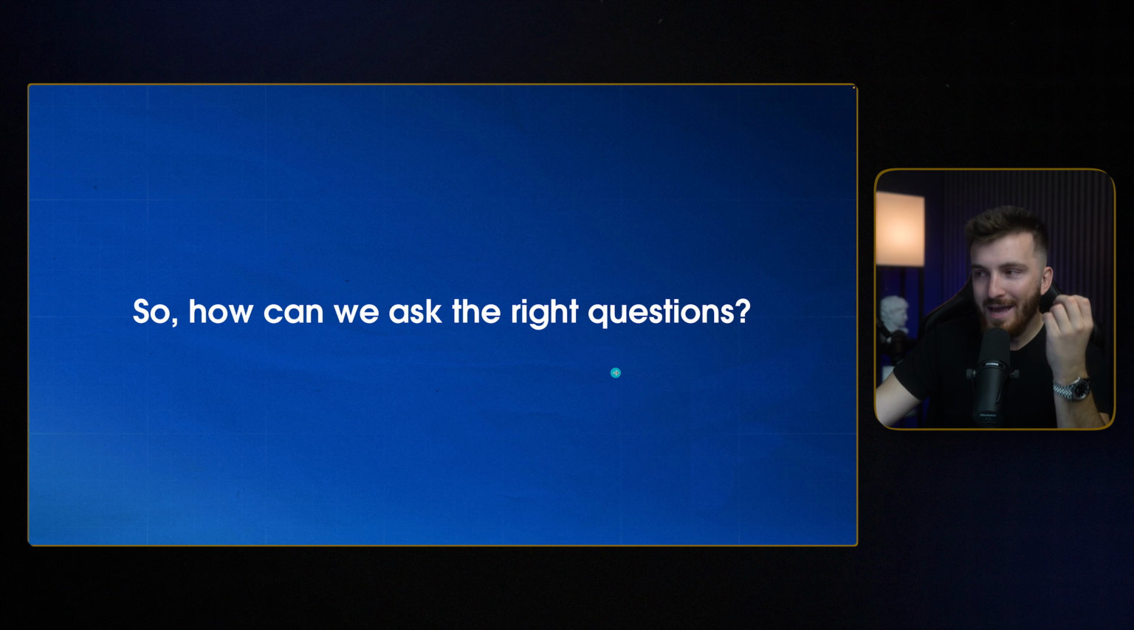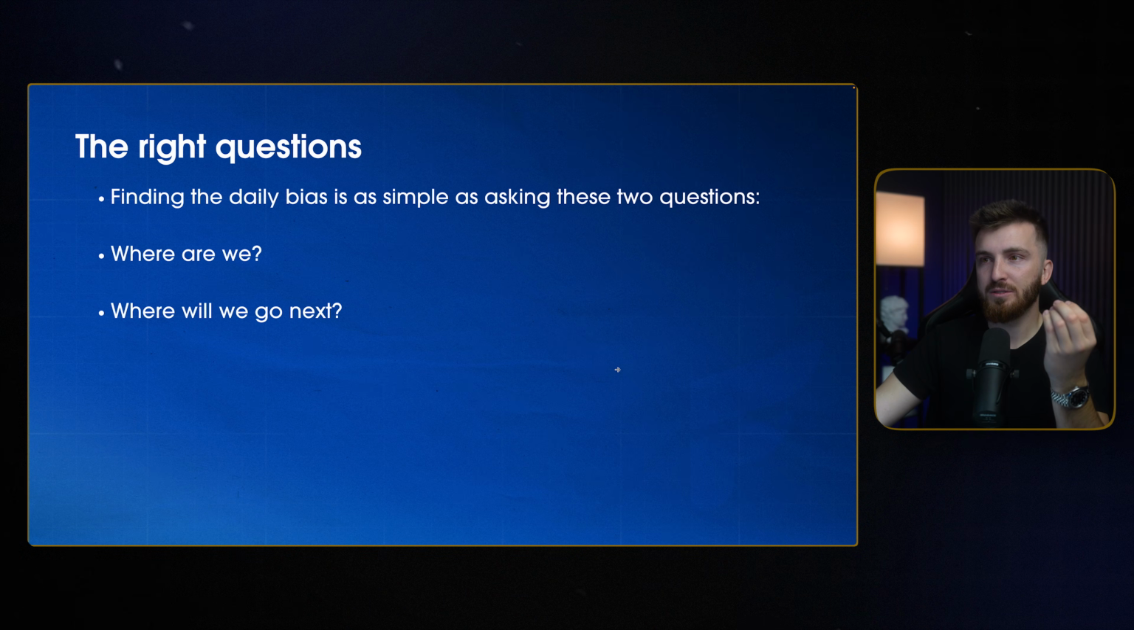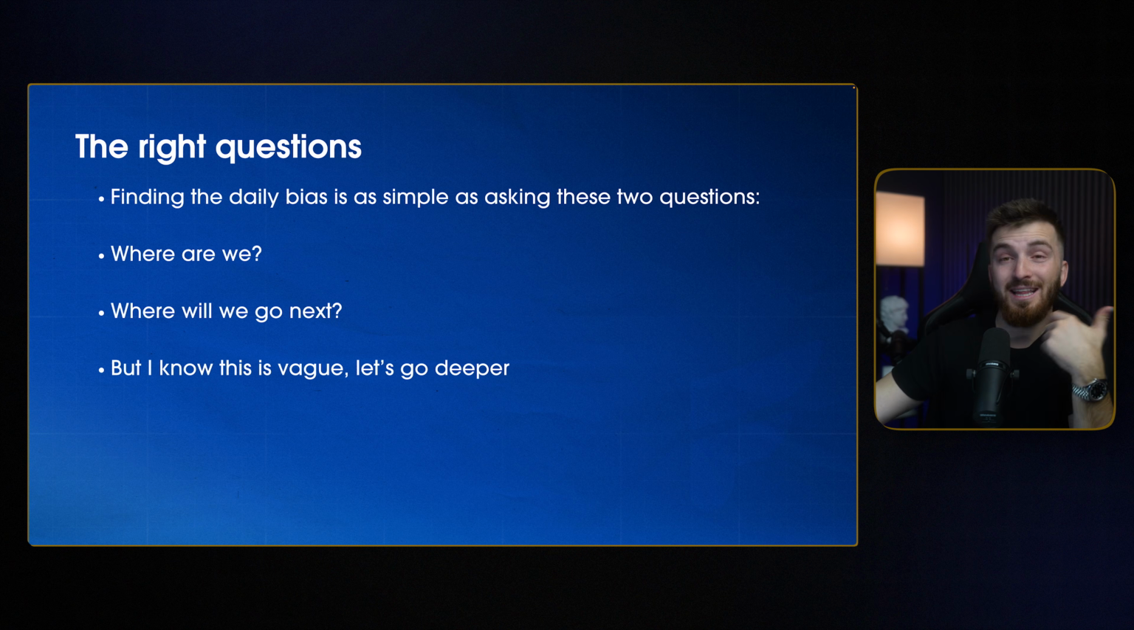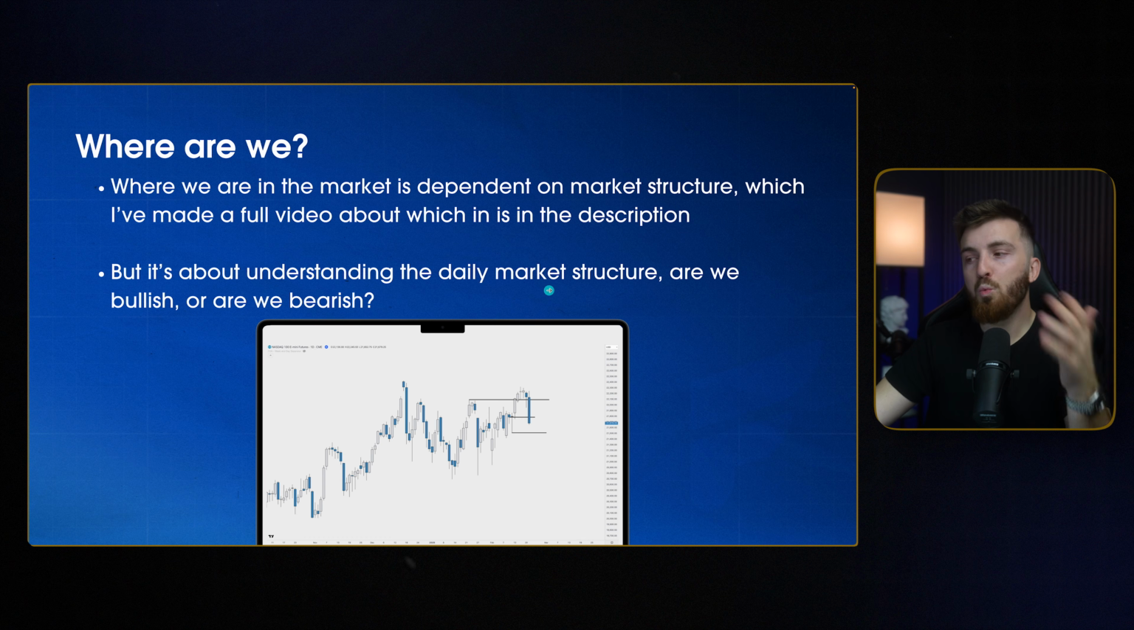So how can we ask the right questions? Finding the daily bias is as simple as asking two questions. Where are we? And where will we go next? But, and I know that this is vague, but let's dig deeper into it. So where are we?